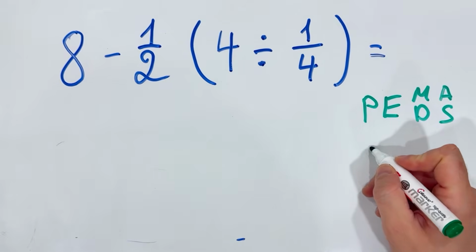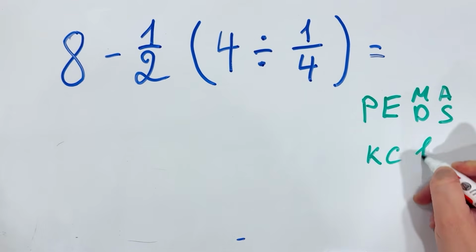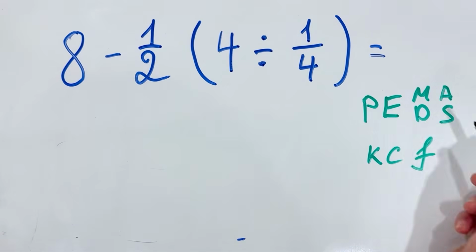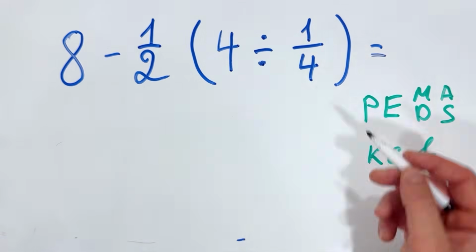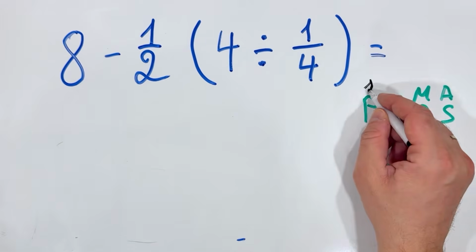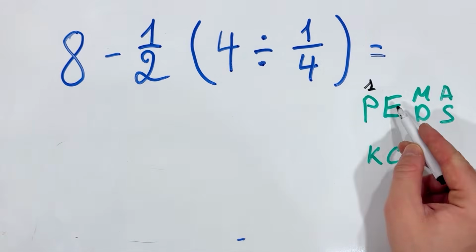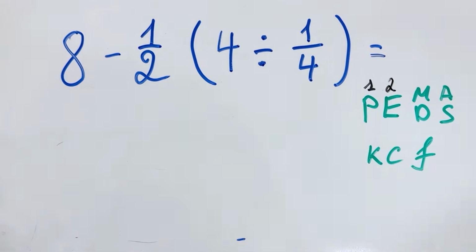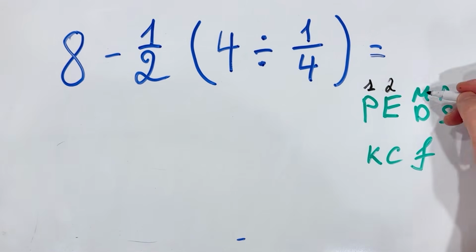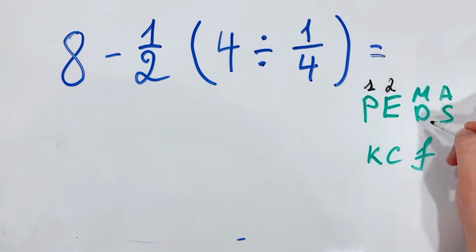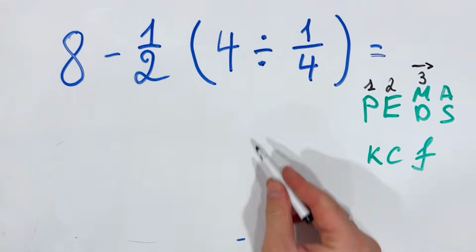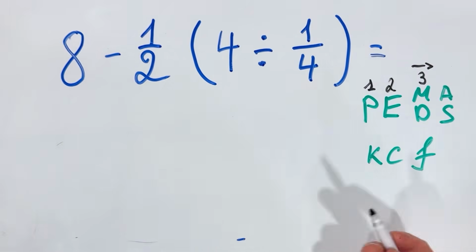And second is KCF. In PEMDAS, where please excuse my dear Aunt Sally, P stands for parentheses, and we must always do it first. E stands for exponents. Here we don't have it. If we had, we would do it in the second place. What's interesting is M and D stand for multiplication and division, and we must do it in the third place, from left to right. In this equation, what does it mean?